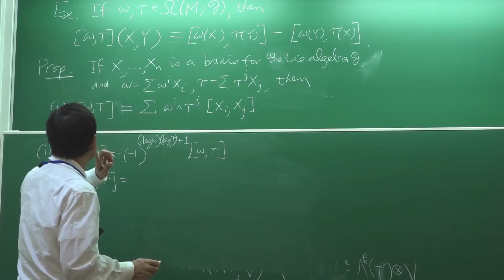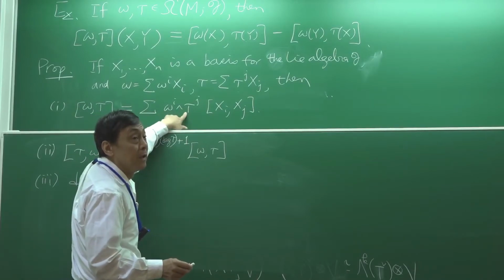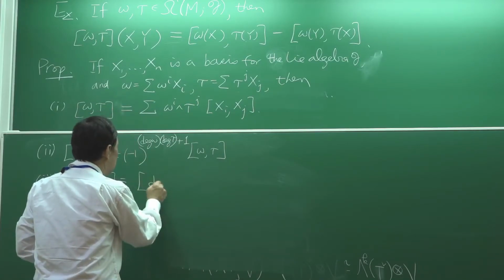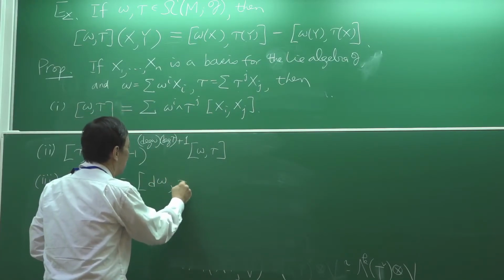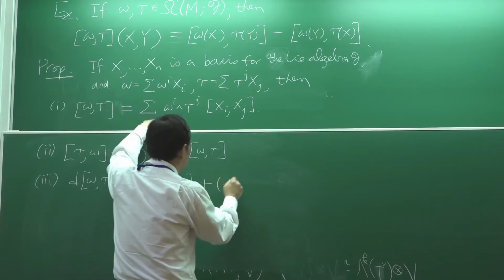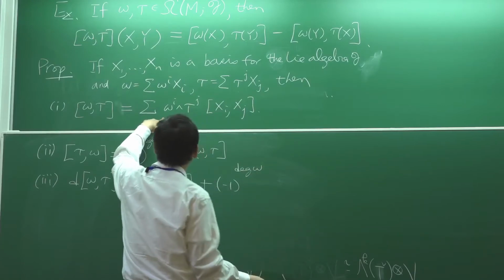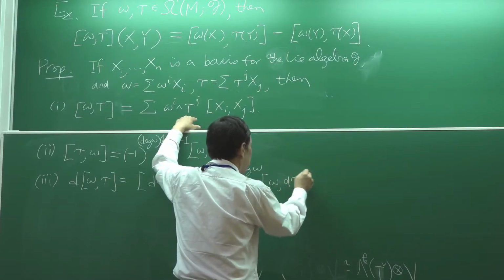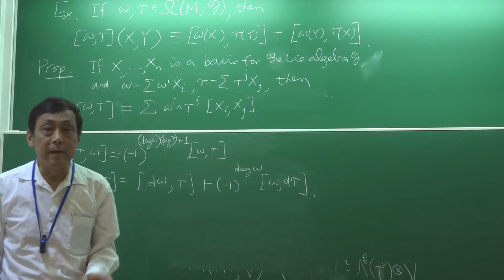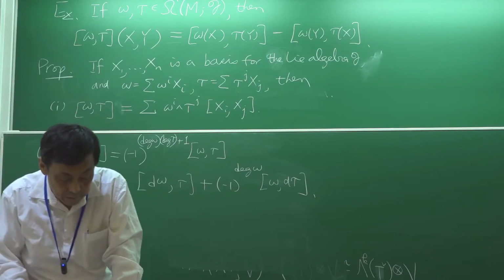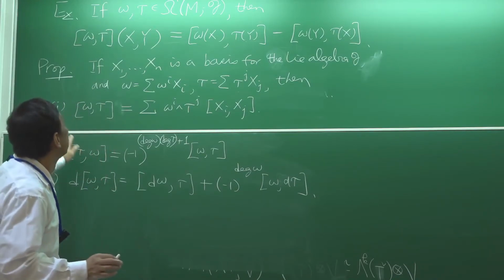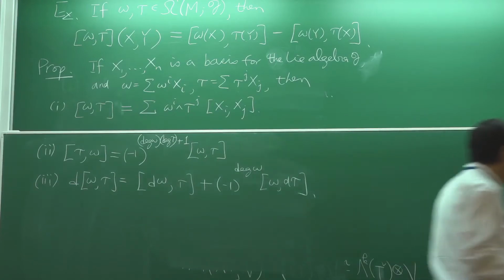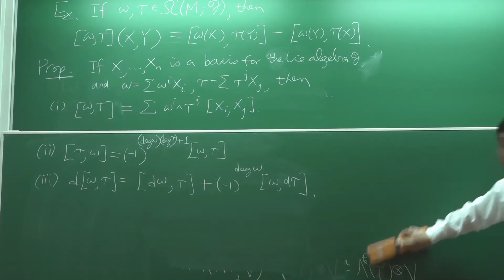So you differentiate this. You would differentiate the first factor, and that is going to be d omega tau, and then plus -1 to the degree of omega, and then you differentiate this one, so that will give you omega d tau. So it's the same formula as if you had the wedge product. All right? So these are properties of a Lie algebra valued form.